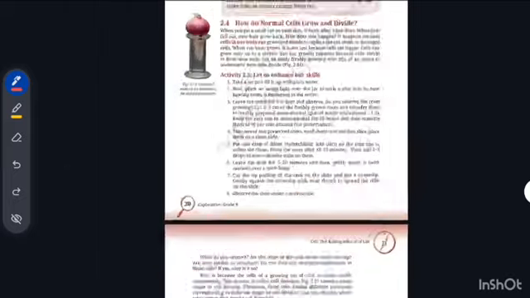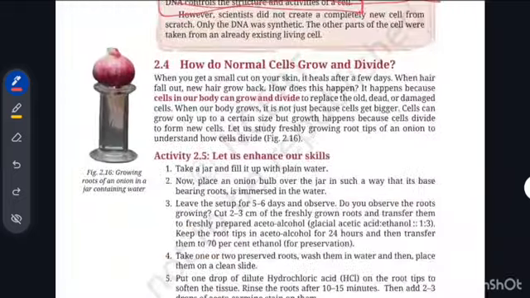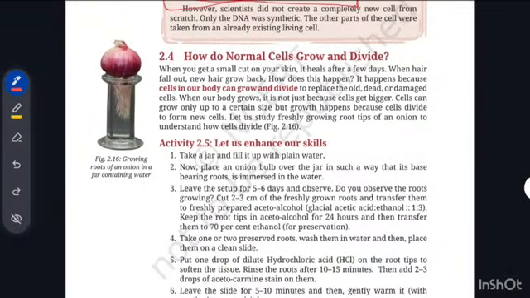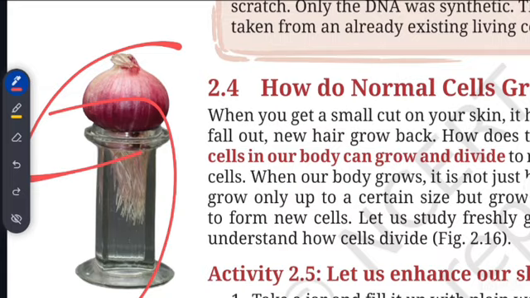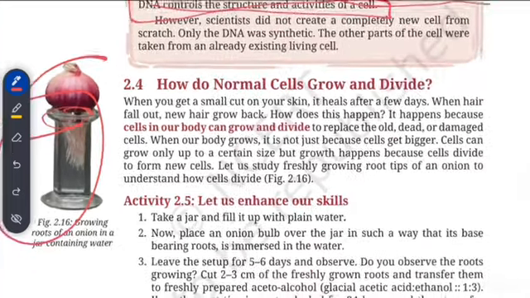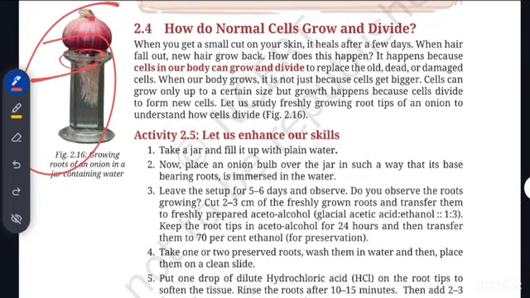So this activity is about what you have to do. You have to take a jar, fill it with plain water, like shown in this figure. Then you need to take an onion bulb and arrange it in such a way that its base touches the water, in such a way that the barely roots are immersed in the water. Fine. You have to leave this setup for how many days? For 5 to 6 days.